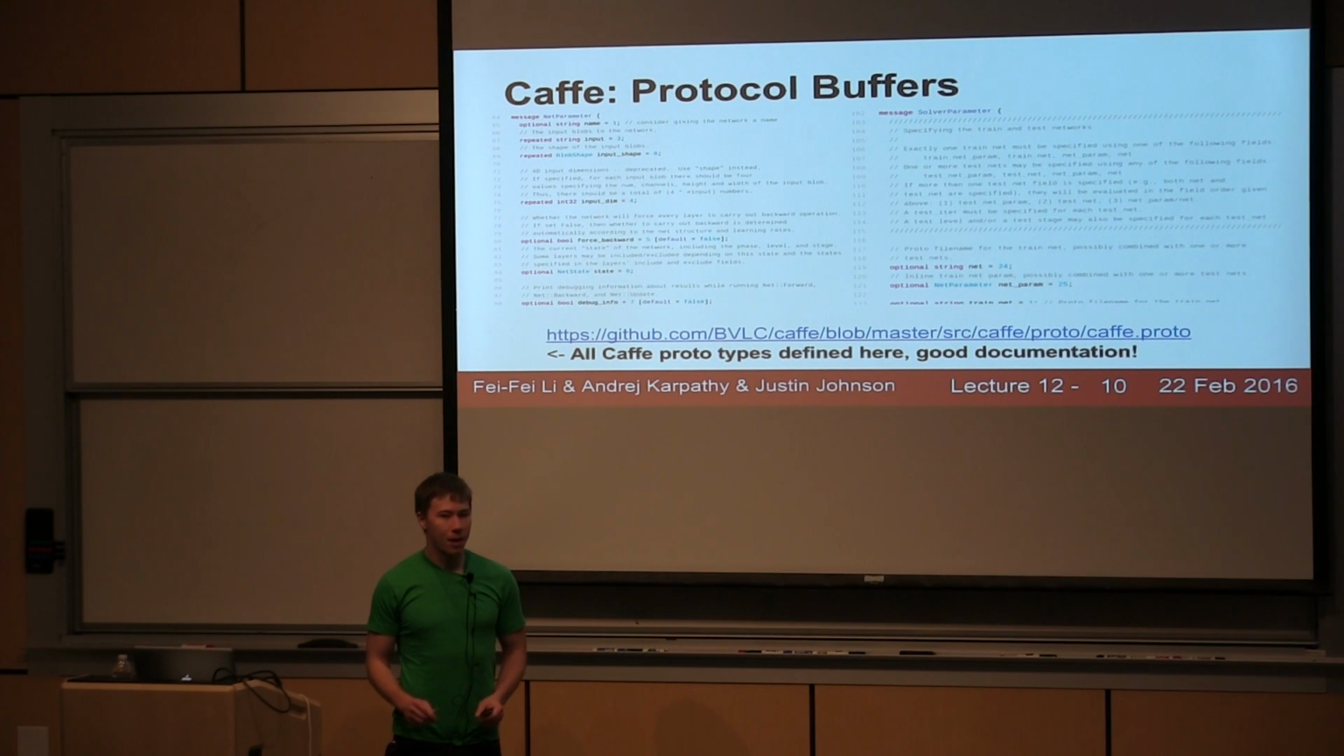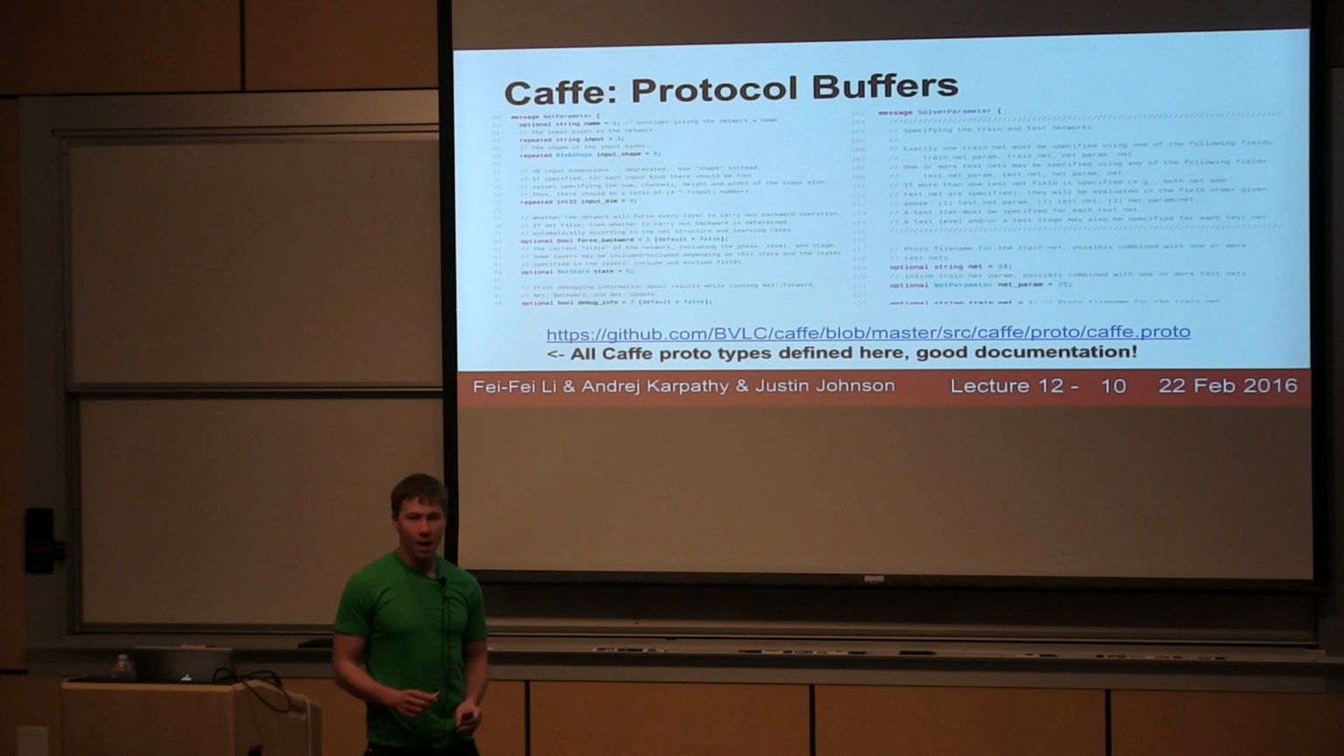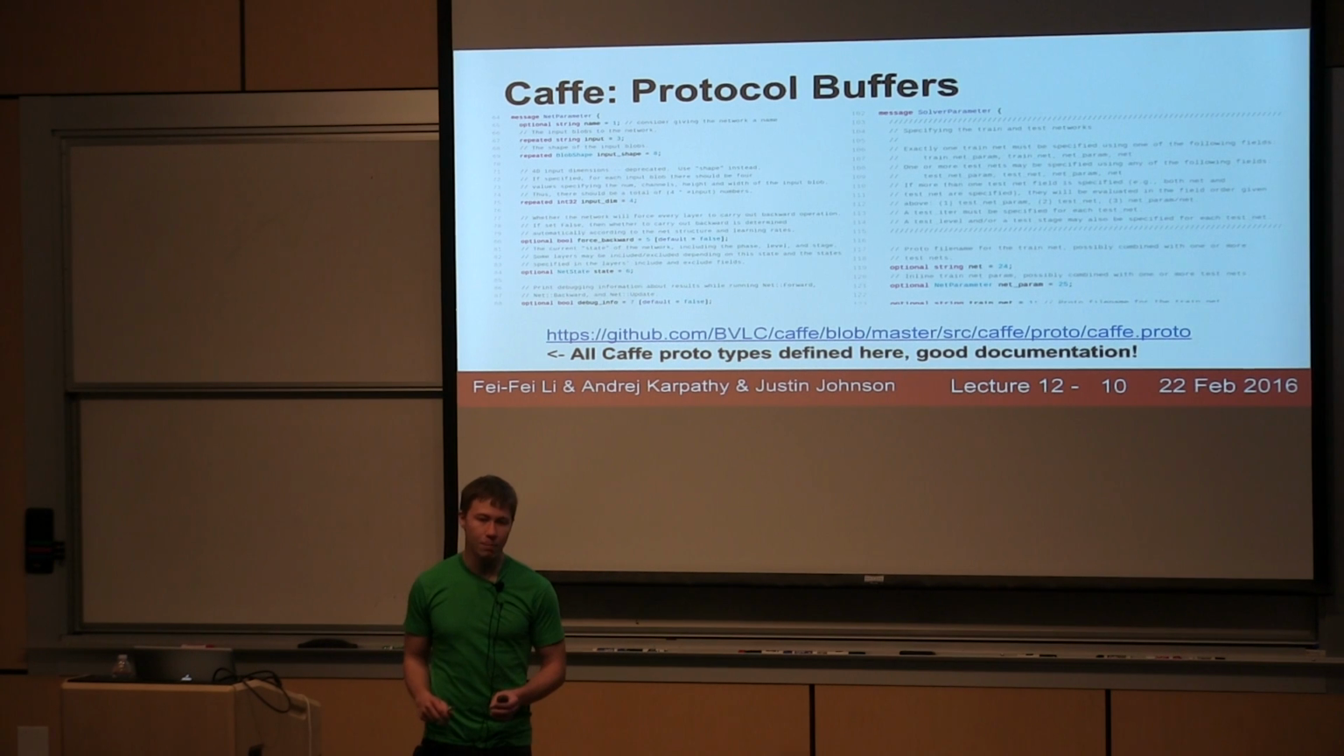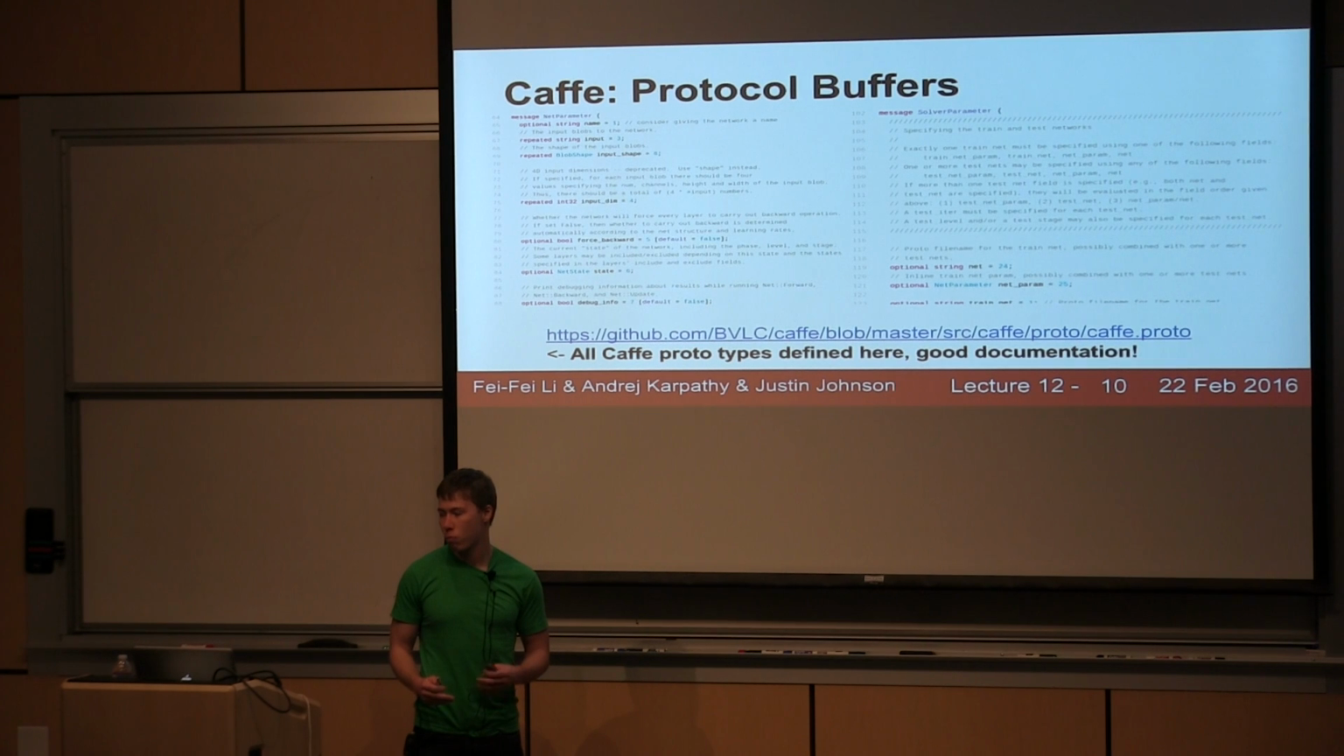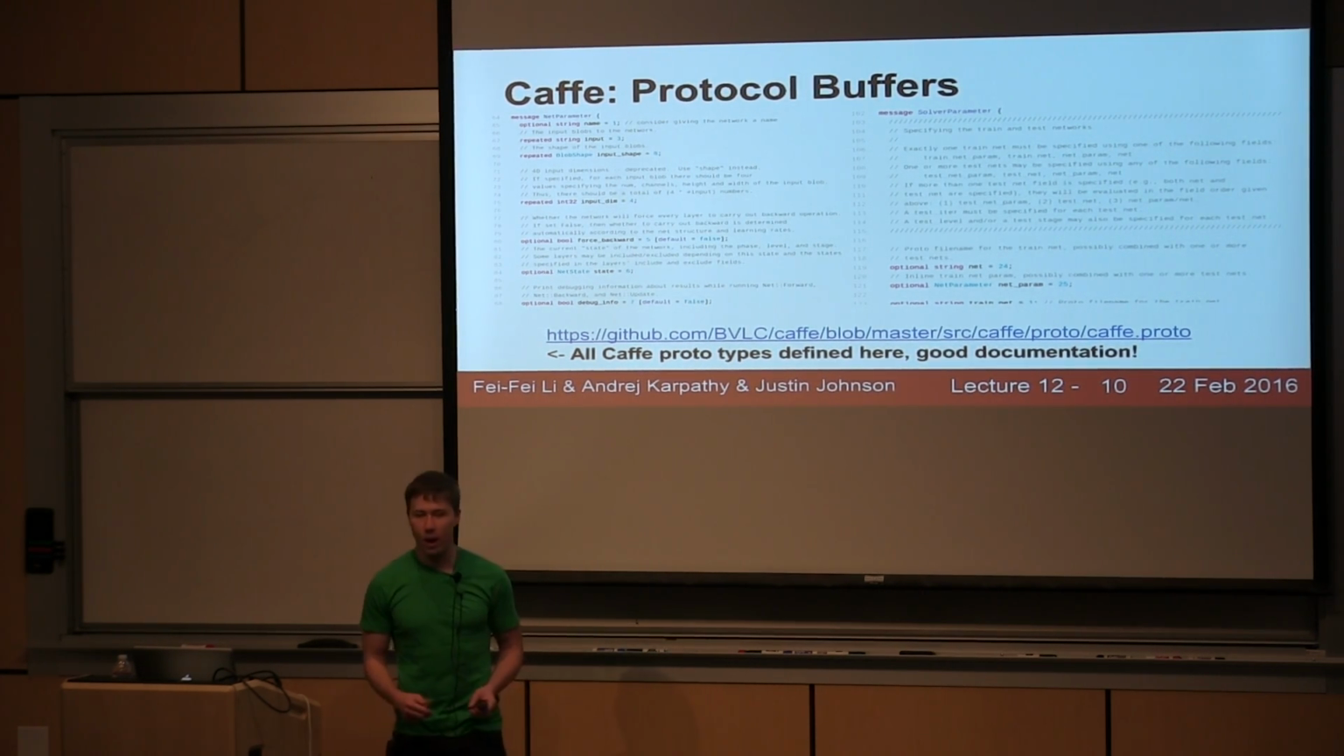So Caffe, like I said, to understand it, you need to read the code. And Caffe has this one giant file called caffe.proto that just defines all of the protocol buffer types that are used in Caffe. So this is a gigantic file. I think it's a couple thousand lines long, but it's actually pretty well documented and is, I think, the most up-to-date documentation of what all the layer types are, what the options for those layers are, how you specify all the options for solvers and layers and nets and all that.